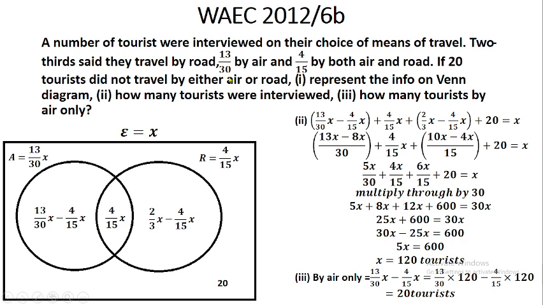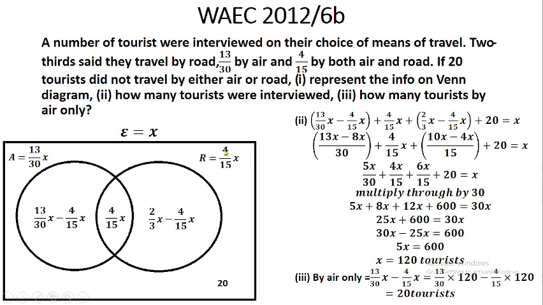Then 13 over 30 by air. 13 over 30 of what? Of the people that were interviewed, x. So we have 13 over 30x as well. Please, if you don't understand that, this is what is confusing us here now.